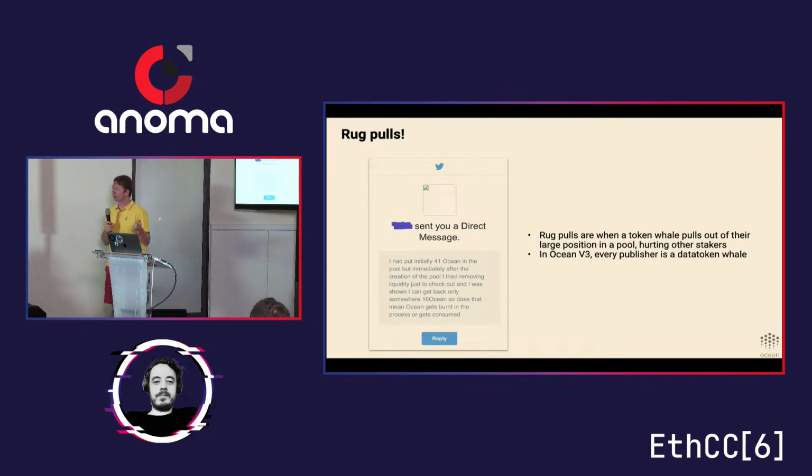The next one, rug pulls. So what's the challenge here? Whenever someone published a data token they owned, they would put this into a pool. They put 10% Ocean, say $10 worth of Ocean, and then it was 90% weighted towards the data token. So the overall pool had $100 worth of assets: $10 worth of Ocean, $90 worth of the data token.